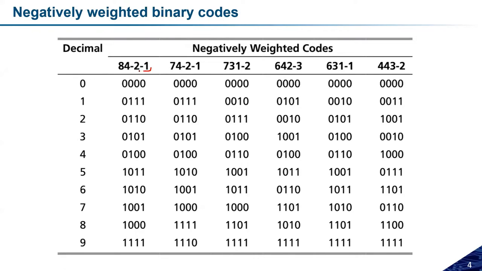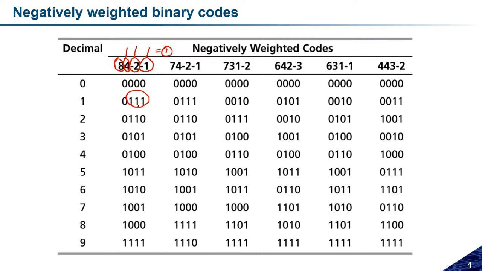Suppose I have a negative weighted code, which is 8 4 -2 -1. If I want to make 0, I keep all the weights 0, then it will become 0. But if I have to make 1, see here, the weight of the first digit is -1, the weight of the second one is -2, the weight of the third is 4, and the weight of the fourth one is 8. Now, if I have to make 1, there is no weight of 1, so I have to activate 4, -2, -1, that will give the equivalent 1. So I have to activate all these 3 bits. That is why for 1, 0111 is coming.